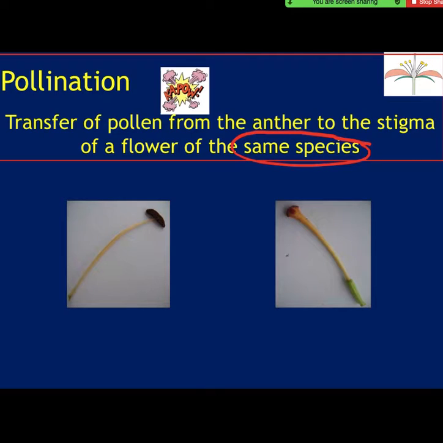So, transfer of pollen from the anther to the stigma of a flower of the same species. This is the anther over here. This is the stigma. And it literally will get caught in the wind and it'll end up here. And then we're getting ready for fertilization.